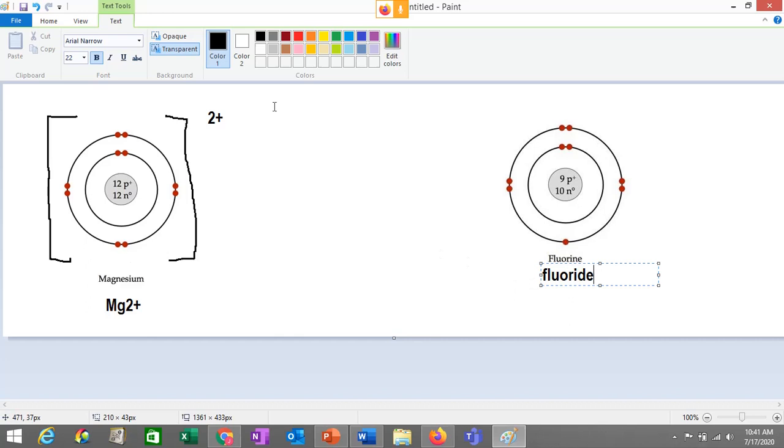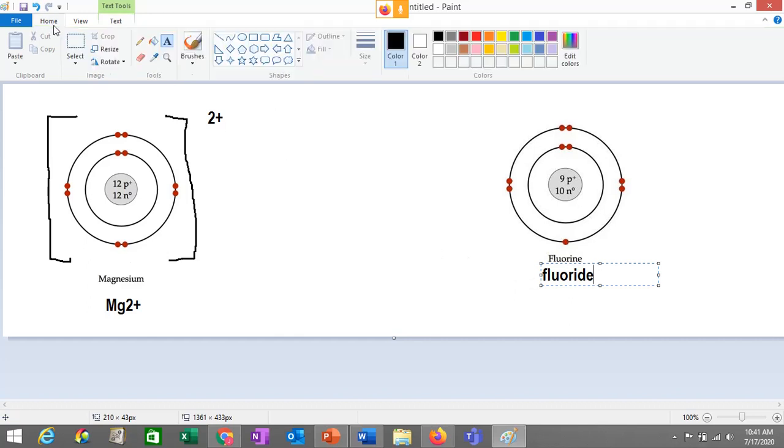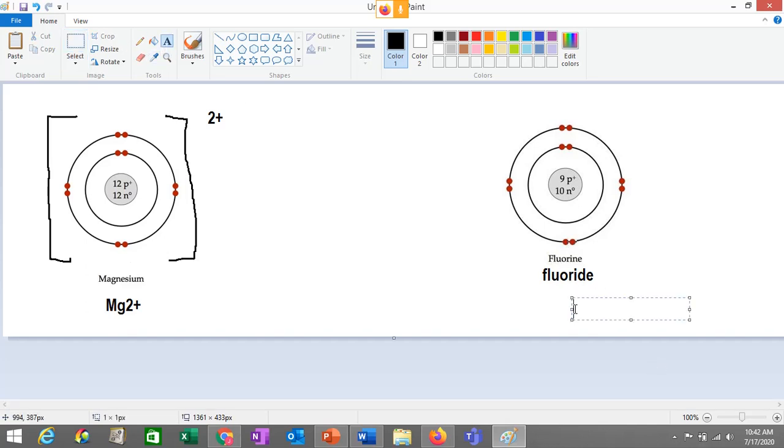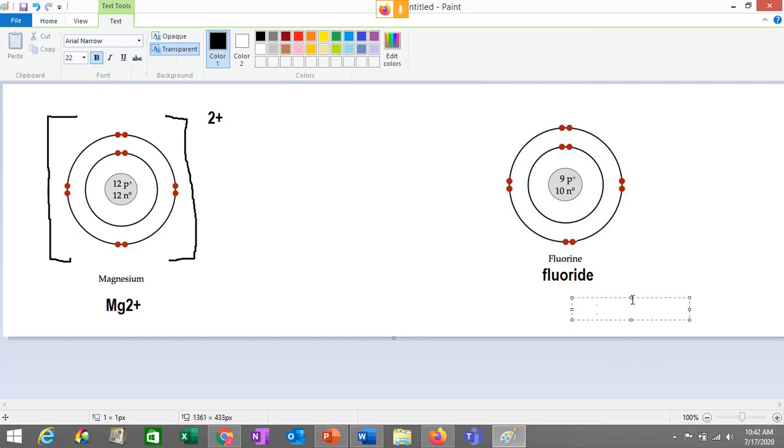Okay, so let's add the electron. So what I'm going to do is I'm going to kind of just cheat and steal an electron from here, and we'll move it in. So there we go. Fluoride is fluorine with an extra electron. The symbol for that would be F minus. So again, the minus should be up top, but that's F minus. So we've now added that extra electron.